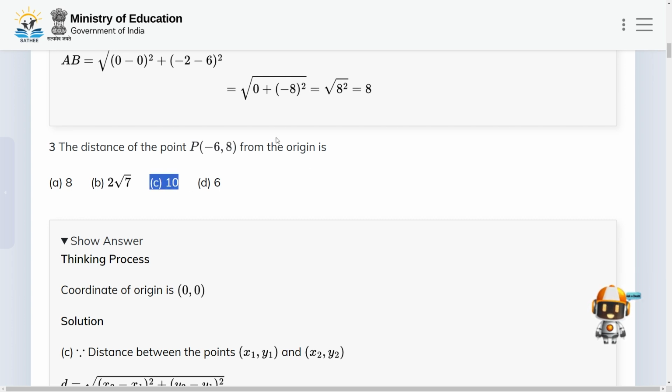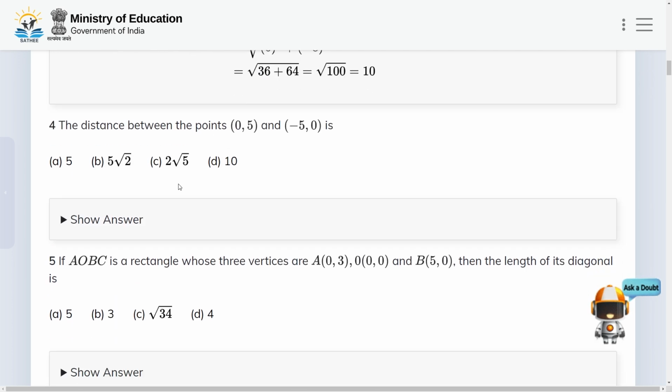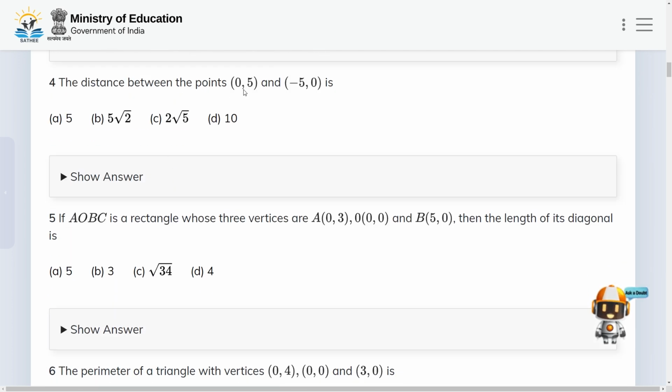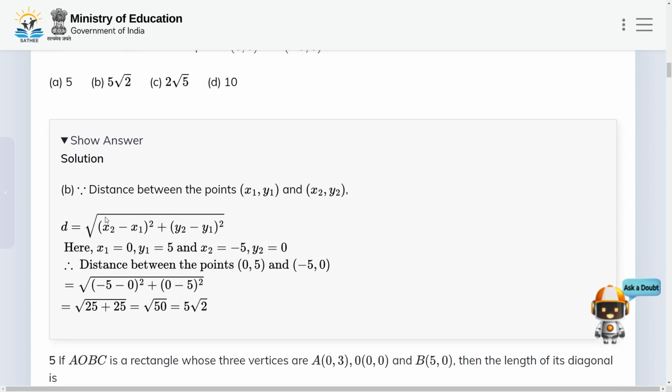And now let us move to question number 4. So in question number 4, here we have to find the distance between the point (0, 5) and (-5, 0). Okay. So here also we can use the distance formula, d equals square root of (x2 minus x1) whole square plus (y2 minus y1) whole square.